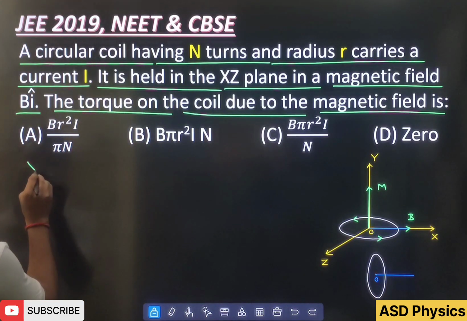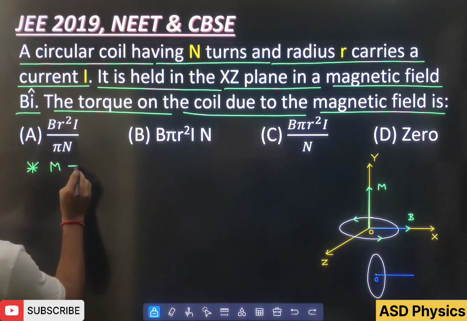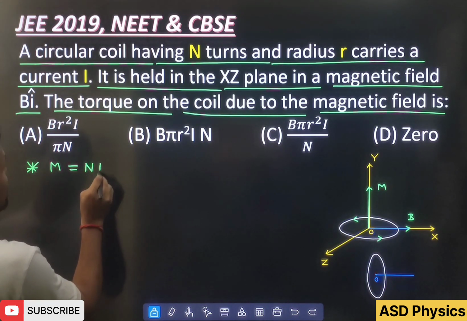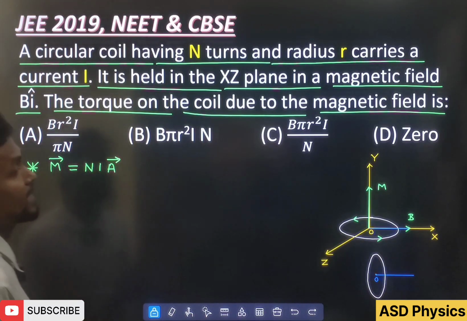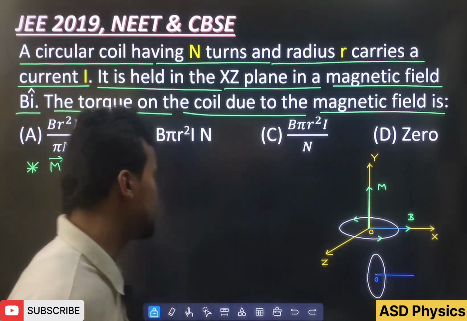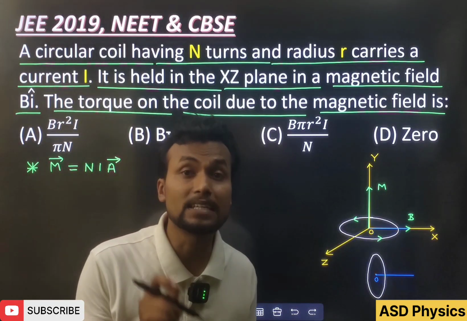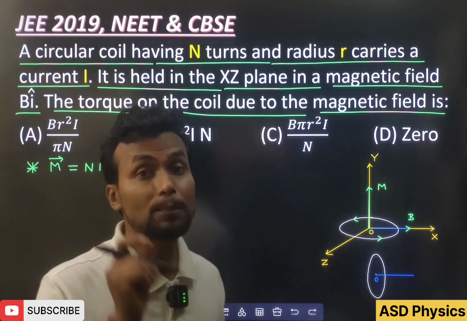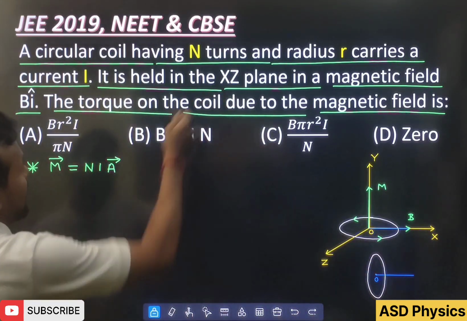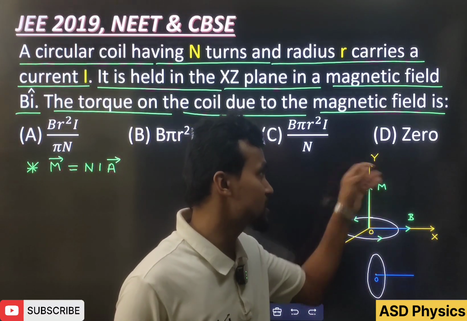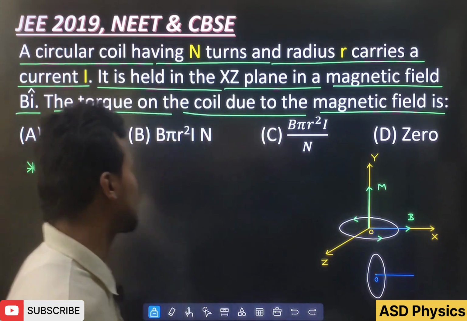Okay. After that, let me write the magnetic moment direction in vector form. Magnetic moment formula is M equal to NIA. If I put the vector sign, that means vector M equal to NI vector A. Very, very important basic: magnetic moment is always along the direction of the area vector, and area vector is always perpendicular to the plane of the coil. Here you can see the coil is in which plane? xz plane, but the magnetic moment is in which direction? Along the y direction. That means magnetic moment is always perpendicular to the plane of the coil.